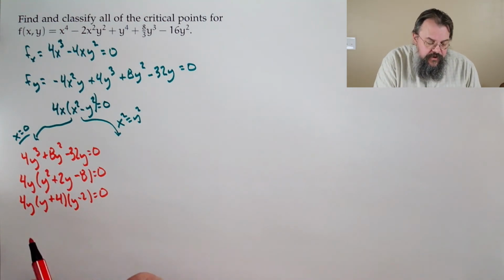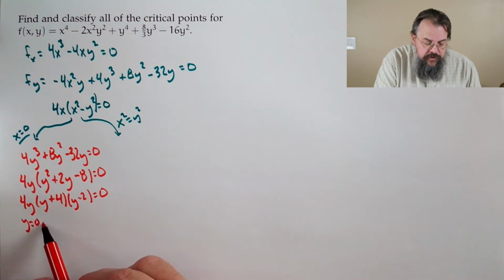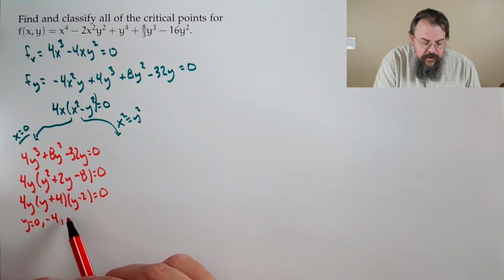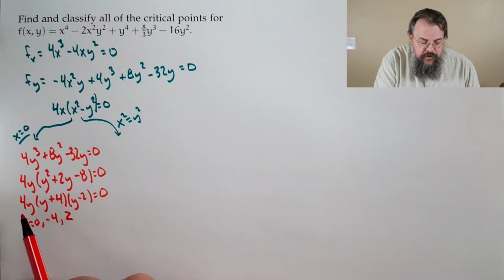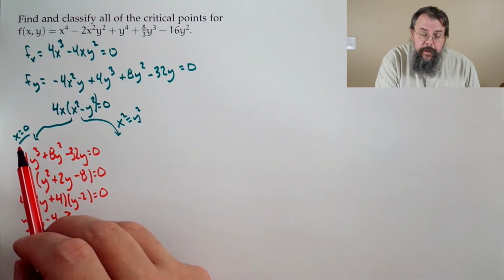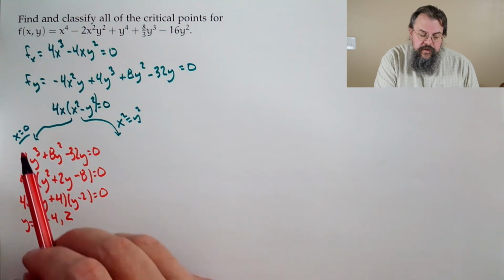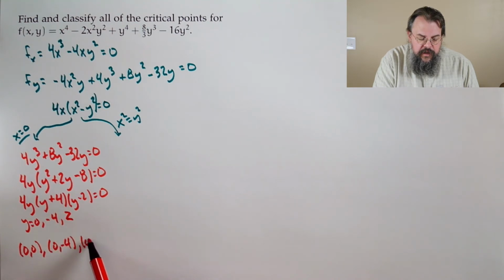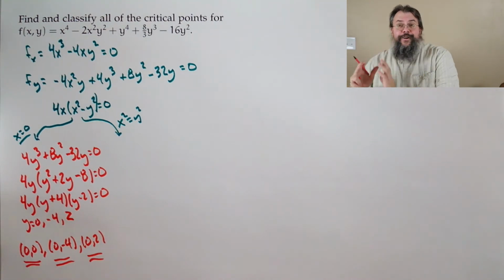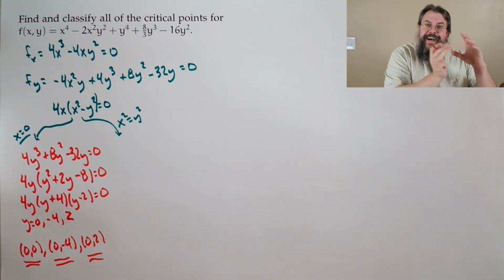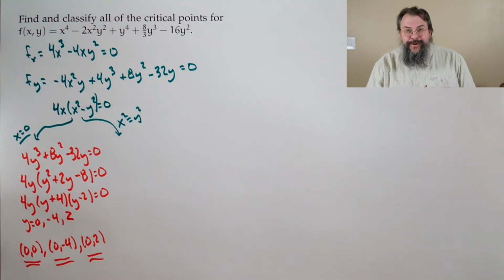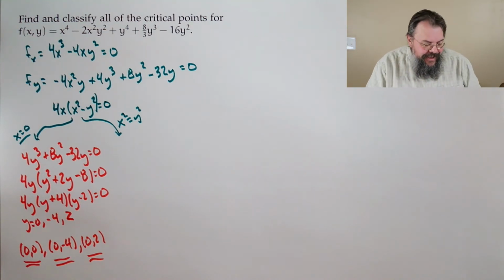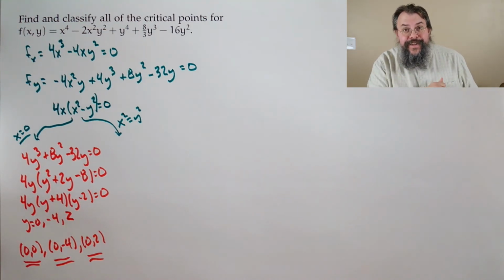So what are the possibilities? Well, there's a couple. y equals 0, negative 4, or positive 2. Right? 0, negative 4, positive 2. And remember, x equals 0. We're on the x equals 0 track. So that gives us a bunch of points: (0, 0), (0, negative 4), and (0, 2). So we're already up to 3, and we've only gone down one track. We've still got this whole other part to do. Cool. All right. Well, let's continue.